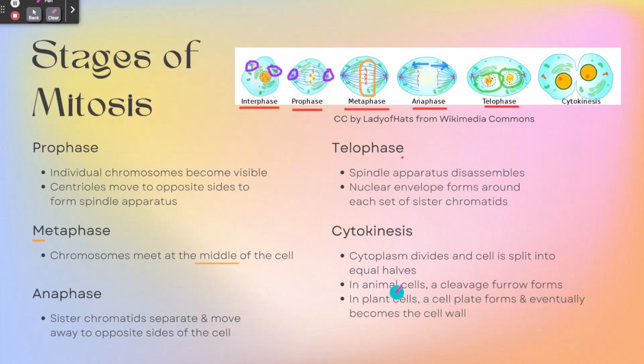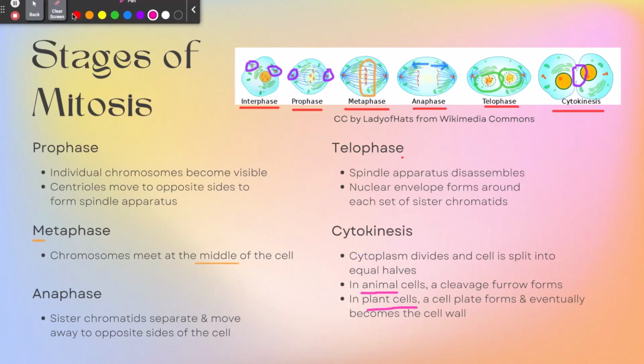This process occurs differently in animal cells versus plant cells. With animals, there is a cleavage furrow that forms. If we take a look at cytokinesis here in the picture, a cleavage furrow is just a pinched area of the cell. It is right here, right where it is pinched, that is called a cleavage furrow. With plant cells, there's a cell plate that forms, and it eventually becomes the cell wall.